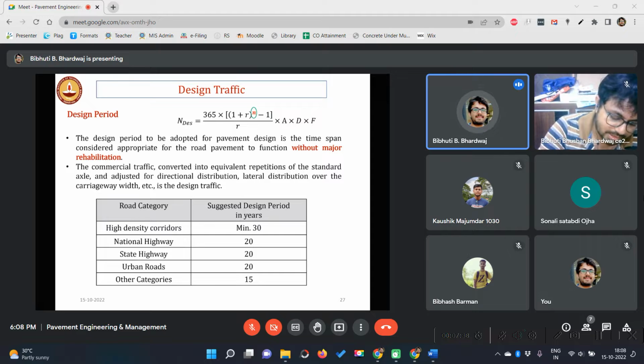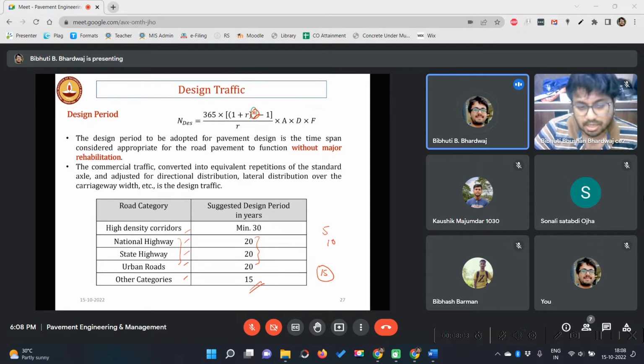Then we also discussed design period, this N. What is N? For different types of roads, these N values will be different. Generally for national highway and state highway it is 20, but the minimum is 15. You cannot design a special pavement for 10 years or for 5 years. Minimum it should be 15. So even if the type of road is not mentioned in the question, you have to consider a minimum of 15.